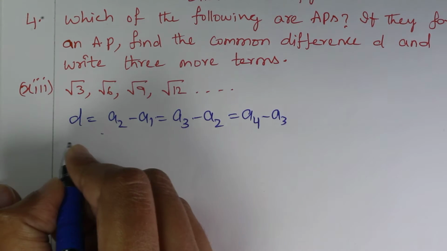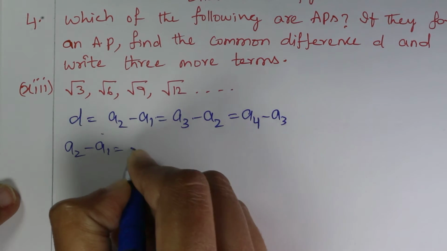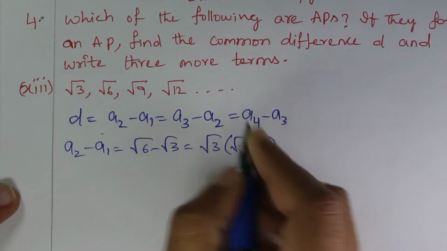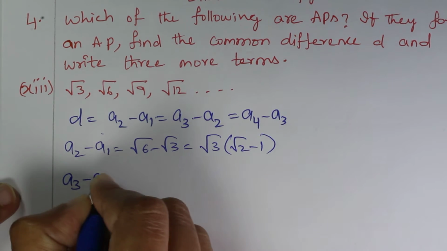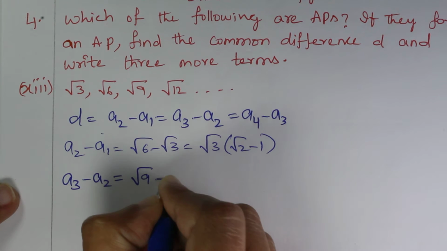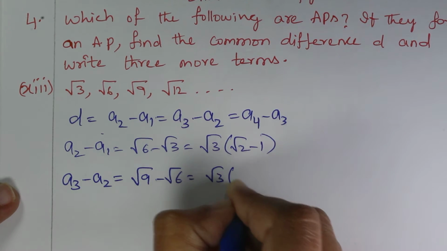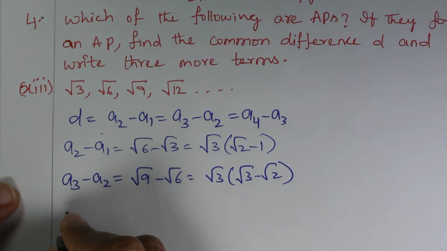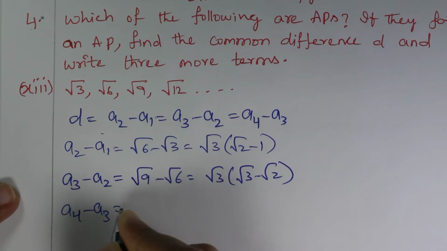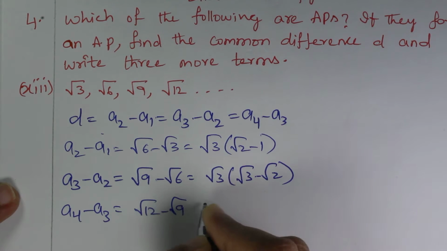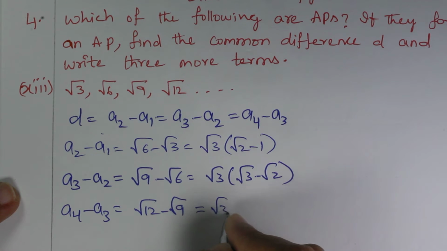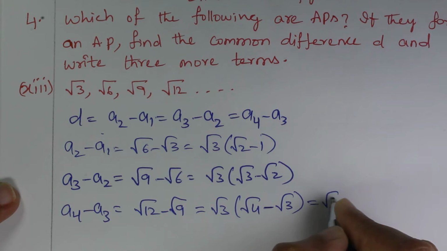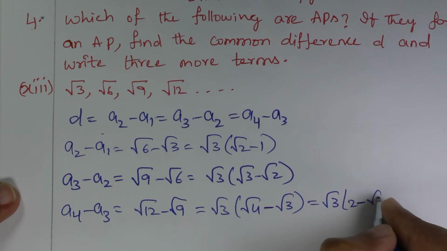So let's calculate A2 minus A1. A2 minus A1 is equal to root 6 minus root 3, that is equal to root 3 into root 2 minus 1. Now A3 minus A2 is equal to root 9 minus root 6, that is equal to root 3 into root 3 minus root 2. A4 minus A3 is equal to root 12 minus root 9, that is equal to root 3 into root 4 minus root 3, that is equal to root 3 into 2 minus root 3.